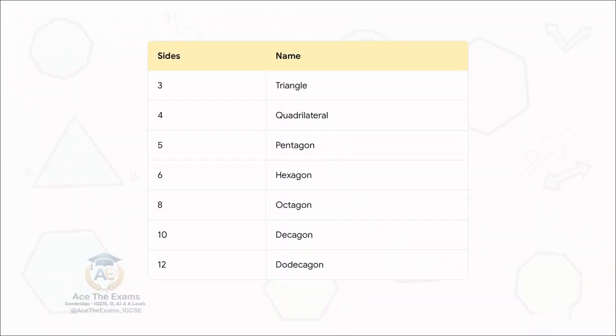Let's quickly look at how the names build up based on the number of sides, and by extension, the number of angles. 3 is a triangle, 4 is a quadrilateral. But look at the progression from 5 onwards. Pentagon for 5, hexagon for 6, heptagon with 7, octagon with 8, nonagon with 9, decagon with 10, and skipping down to 12, we have the dodecagon. Getting comfortable with these prefixes is super important, because problems will often just say a regular nonagon and expect you to instantly know, right, n equals 9.